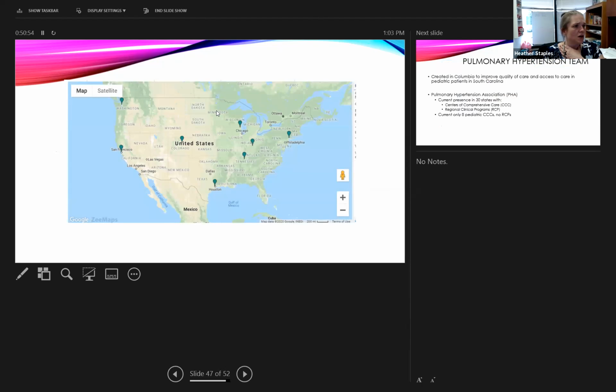So these are the current pulmonary hypertension centers within the country. These are centers that have been recognized by the Pulmonary Hypertension Association. Currently, there are only 8 clinical centers of comprehensive care. And we have utilized both Vanderbilt here and Texas Children's here for our patients in the past when we've needed to refer.